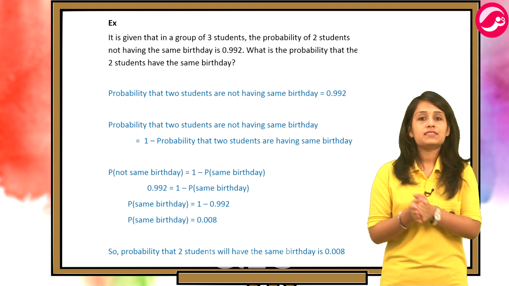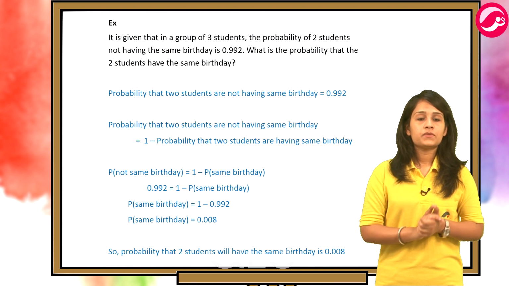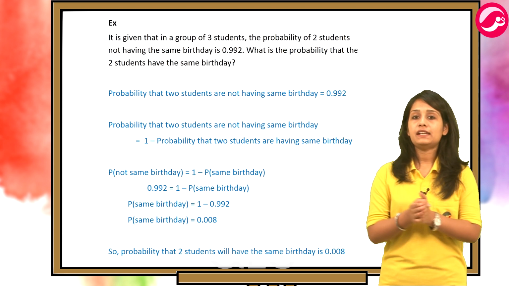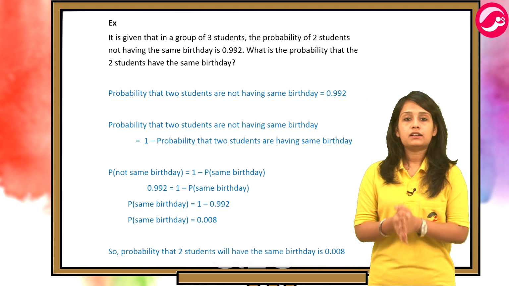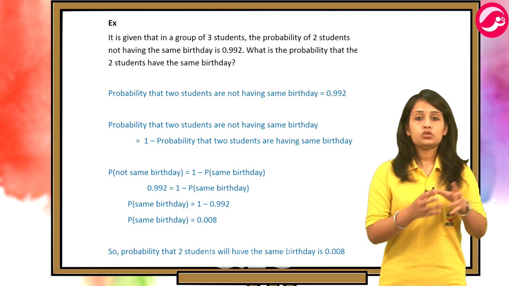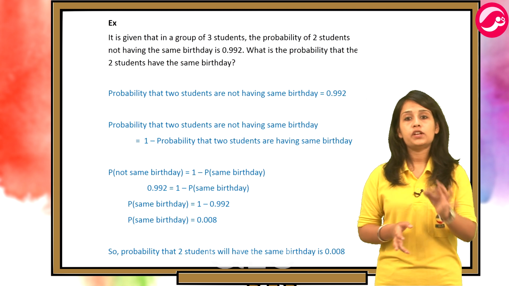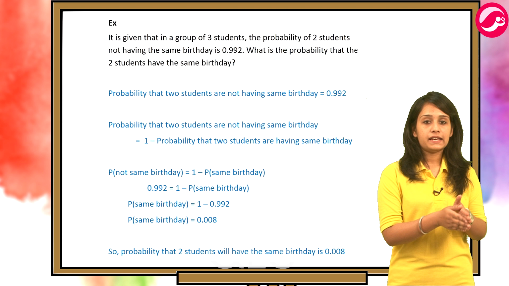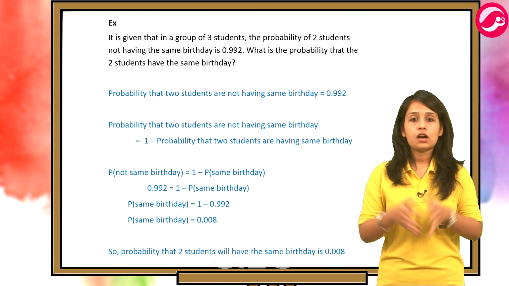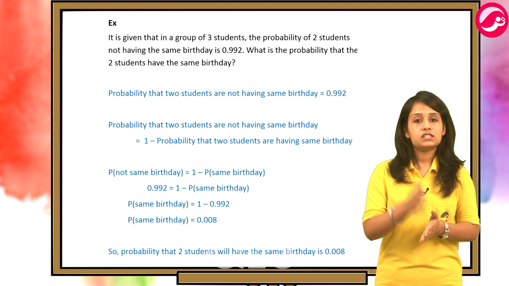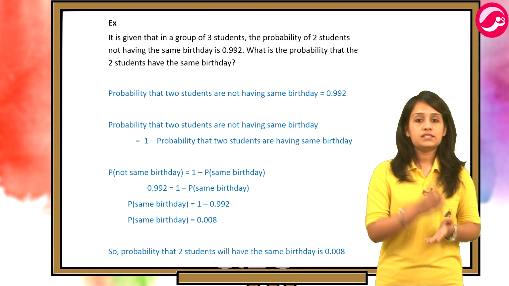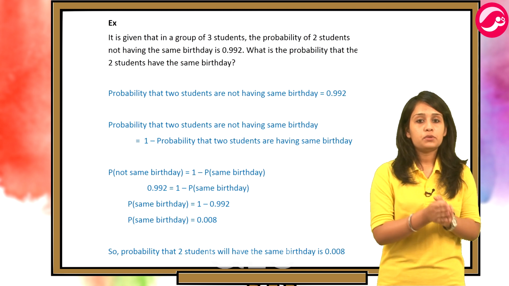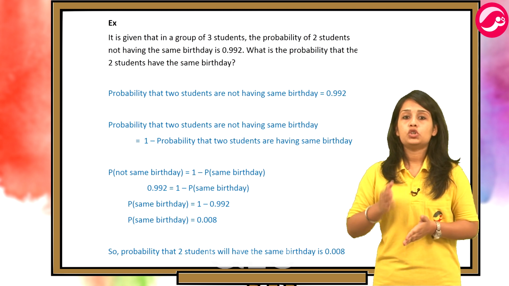Now, it is given that in a group of 3 students, the probability of 2 students not having the same birthday is 0.992. So, what is the probability that the 2 students have the same birthday? So, the probability of 2 students not having the same birthday is 0.992 as given. Then what will be the probability of their birthdays being on the same day? Obviously 1 minus 0.992, which is equal to 0.008. So, the probability that the 2 students have the same birthday is 0.008.